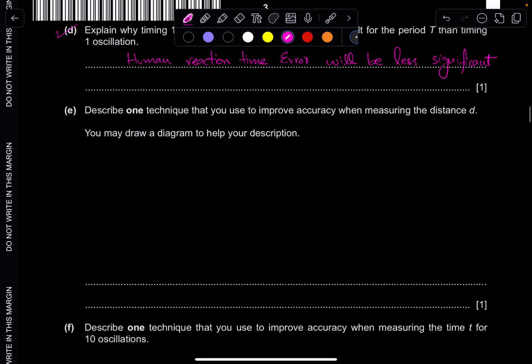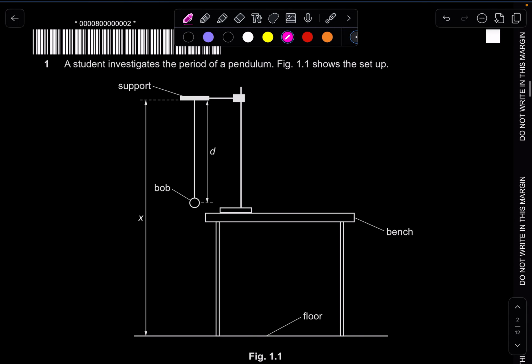Okay, for part E, describe one technique that you use to improve accuracy when measuring the distance d. You may draw a diagram to help your description. Okay, so what are we measuring? What was the distance d? This is the distance d, right? So what we can do, there are two different choices we have. To measure this distance, we can use a set square, right? So set squares can be used to measure this distance, or we can place the scale close to this so it can accurately measure the distance, right? If the scale is placed at this point, we can't measure it accurately unless we use the set squares.